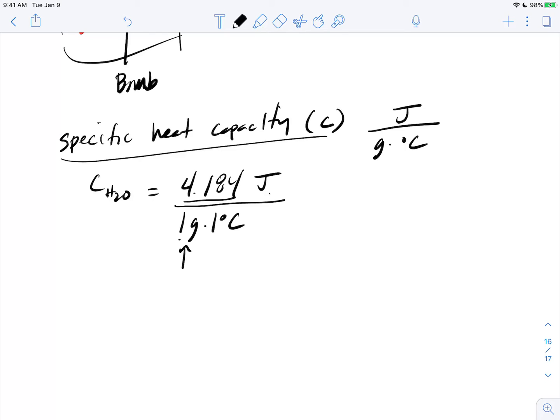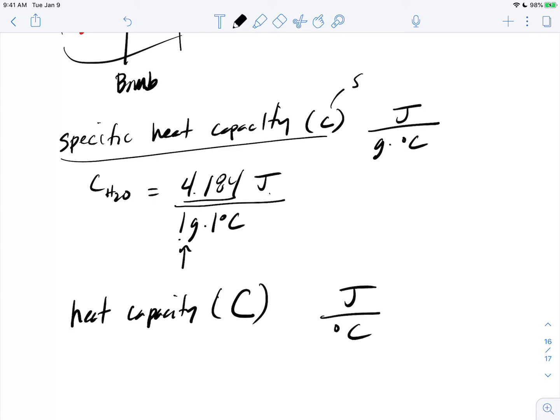We could also just have heat capacity. It's not specific. And this is a much more general term. Heat capacity is an uppercase C. I know that's confusing. Sometimes some books will use a little s here, but I use little c. And the heat capacity is given in joules per degree Celsius. Now, the mass is removed.